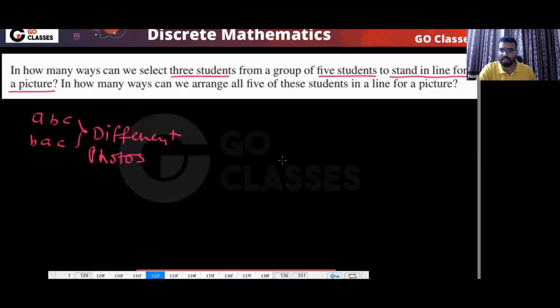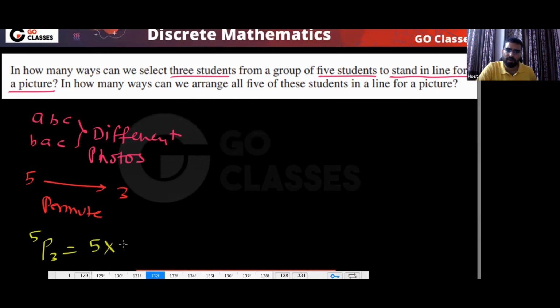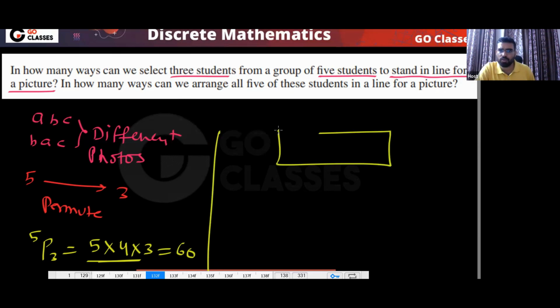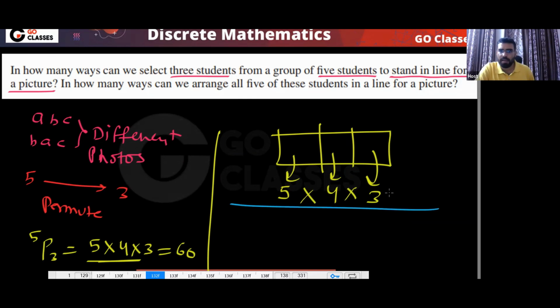So finally, what is the answer? From 5 people, you want to permute 3 people. So how many ways are there? 5P3. And what is that? 5 multiplied by 4 multiplied by 3, so the answer will be 60. You can also apply the product rule: for the first, 5 choices; for the second, 4 choices; for the third, 3 choices.